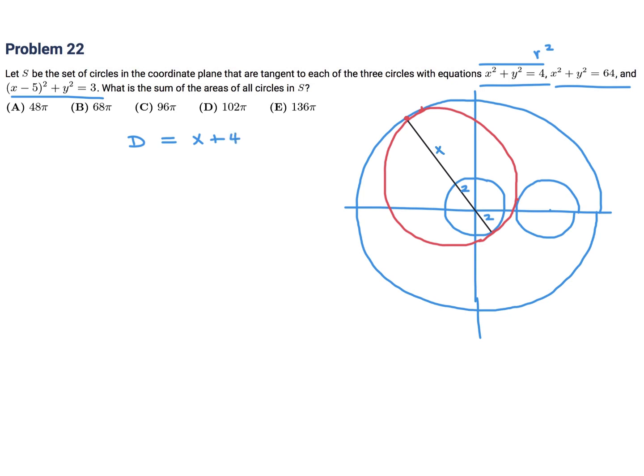Correct? Okay. Now, we also know that the radius of this guy, x squared plus y squared is 64, since that represents r squared, that r is 8. So that means from the origin to the edge of that circle is 8. So that means that x plus 2 is actually 8. So that means x is 6. So therefore we can substitute that 6 there, and therefore the diameter of that red circle is 10, and the radius of that red circle is 5. So therefore the area of that red circle would be 5 squared pi, which is 25 pi. You got it? So that is how you would figure this out.